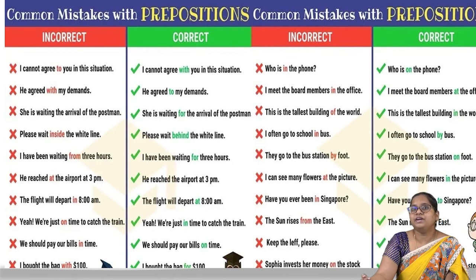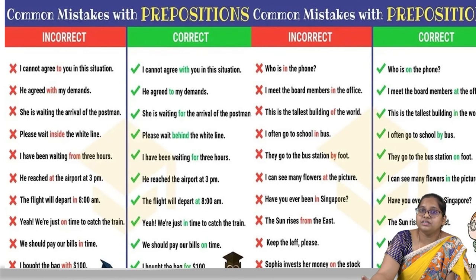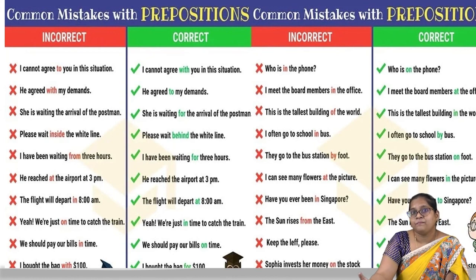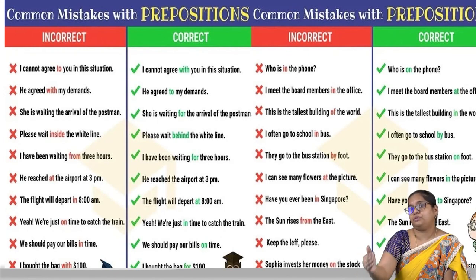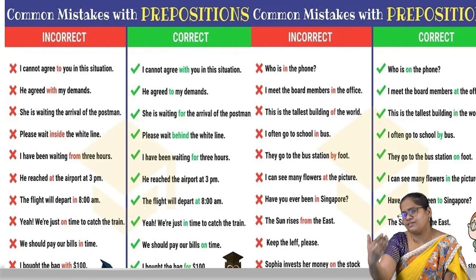Right? So, please wait inside the white line. No, please wait behind is the right way of doing it. Next, I've been waiting here from 3 hours is wrong. I've been waiting here for 3 hours. So, he reached at the airport at 3 a.m. He reached the airport at 3 p.m. So these are a few. You can have a look at it.